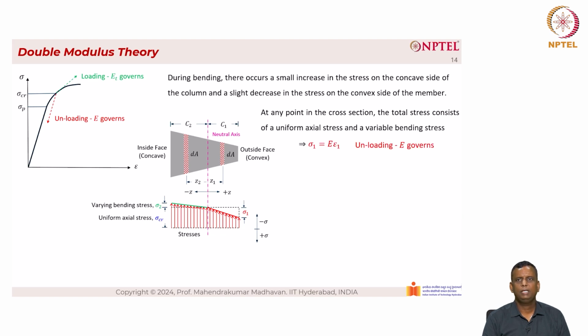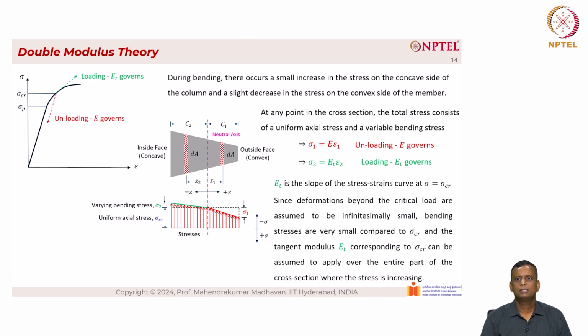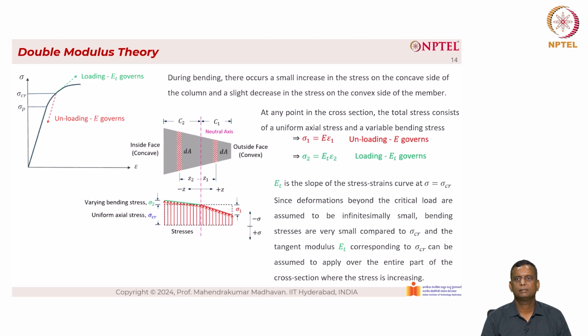Sigma 1 equal to E into epsilon 1. For unloading, E governs. Sigma 2 equal to E sub t into epsilon 2. Here for loading E sub t governs. E sub t is the tangent modulus, the slope of the stress strain curve at sigma equal to sigma critical. Since deformations beyond the critical load are assumed to be infinitely small, bending stresses are very small compared to sigma critical, and the tangent modulus E sub t corresponding to sigma critical can be assumed to apply over the entire part of the cross section where the stress is increasing.